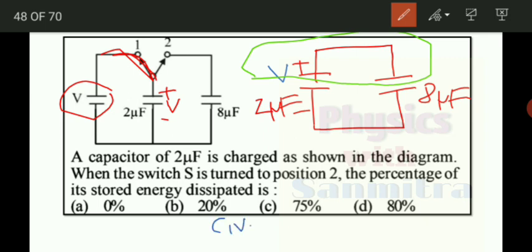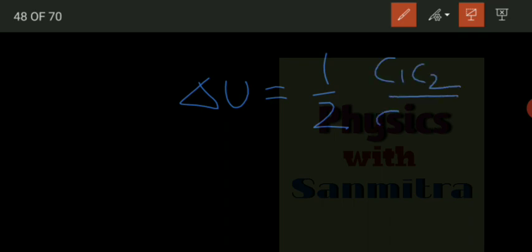is C1 V1 plus C2 V2, here it is 0, so I can write (C1 plus C2) into V. And for the loss in dissipation, there is already a formula, similar to a perfect inelastic collision: the loss in potential energy, del U, is half into C1 C2 divided by C1 plus C2, into (V1 minus V2) whole square. Here V2 is 0 and V1 is V.